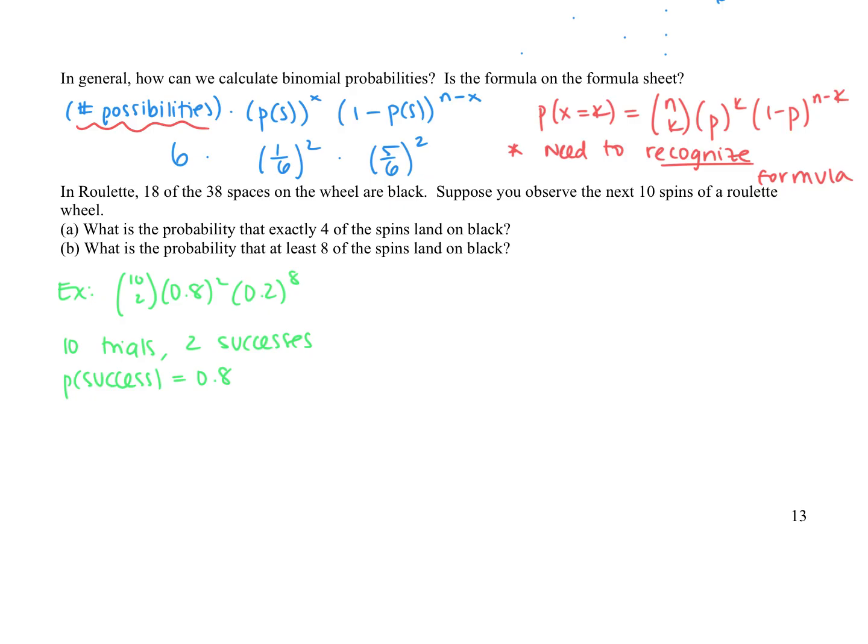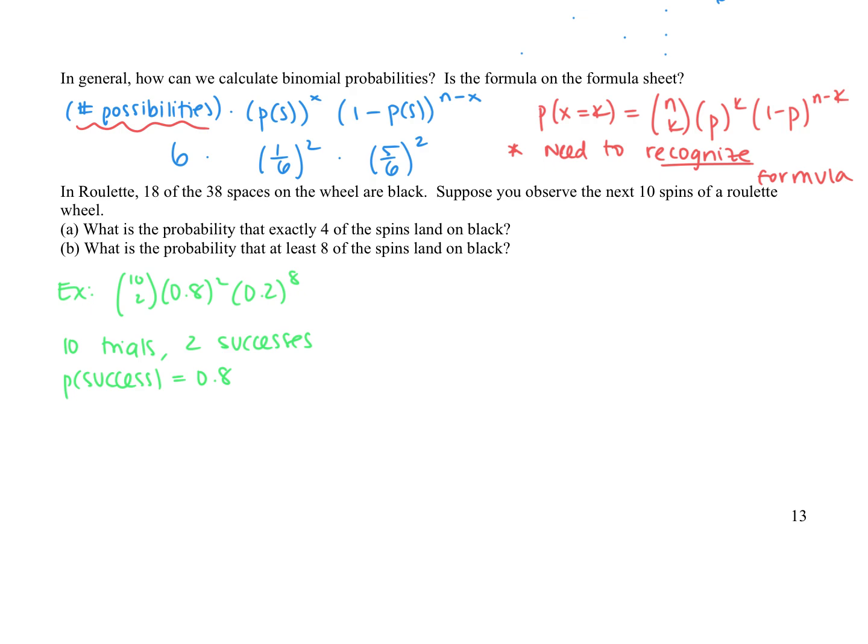Okay. In roulette, 18 of the 38 spaces on the wheel are black. Suppose you observe the next 10 spins of a roulette wheel. What is the probability that exactly 4 spins land on black? So you know this is binomial since we're talking about binomial right now.